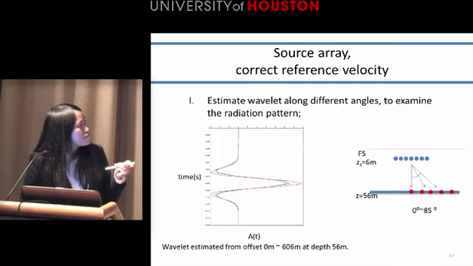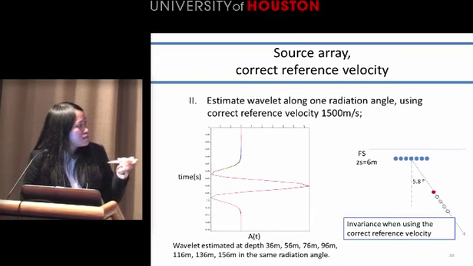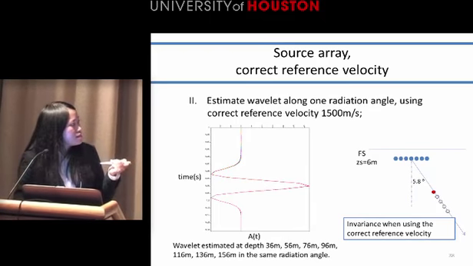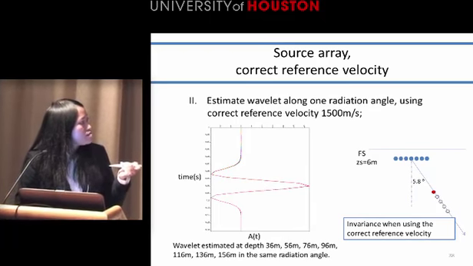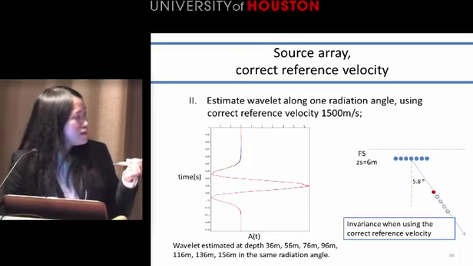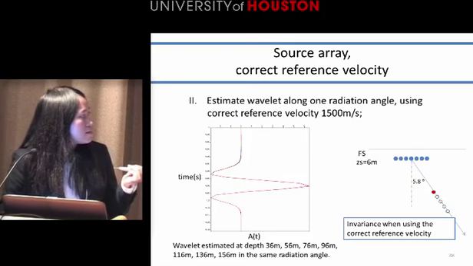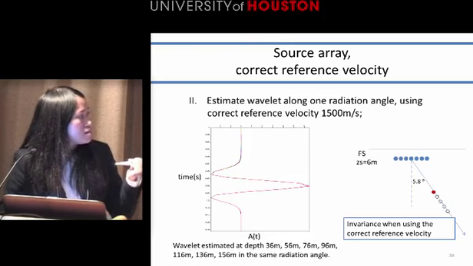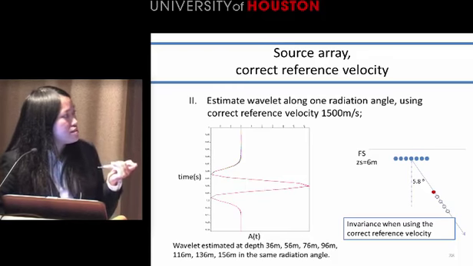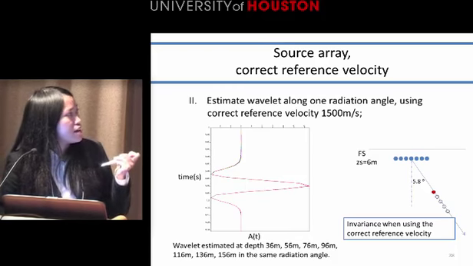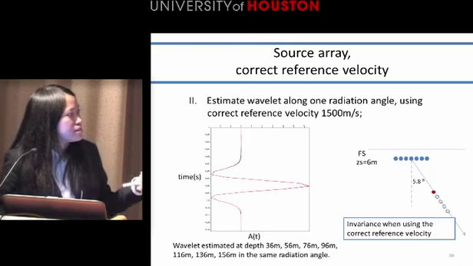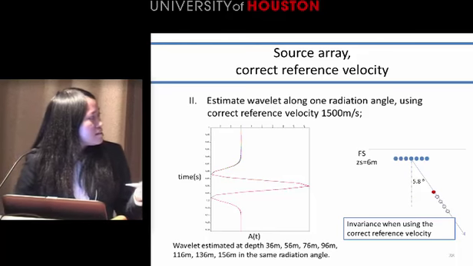And if we estimate the wavelet along one radiation angle, in that case 5.8 degrees, at different points, the wavelet result stays the same. So these are the 7 traces at different depths, but along one radiation angle. And all the 7 results stay the same if we calculate using the correct reference velocity. This is the invariance we just talked about.